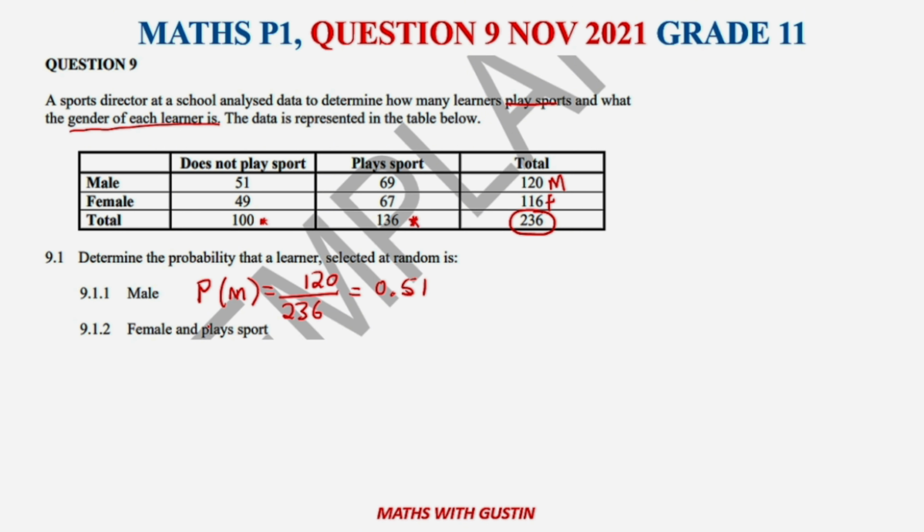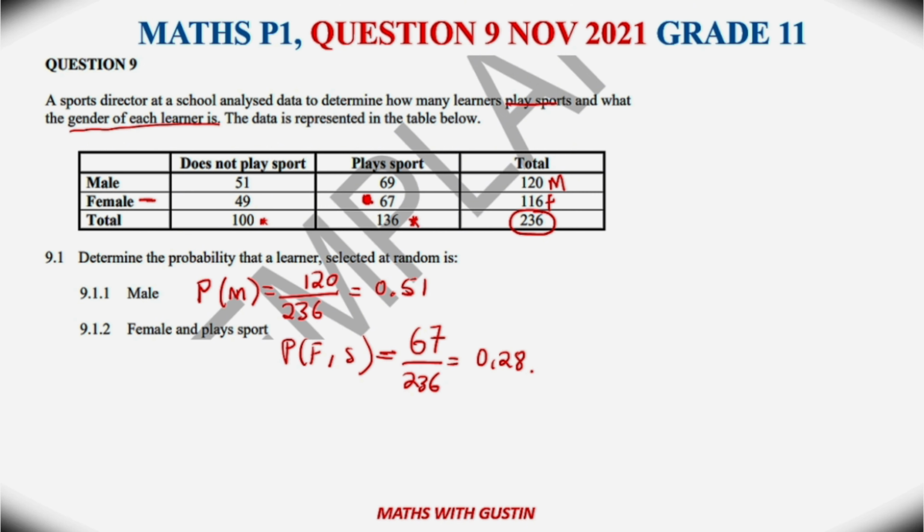Next, the learner will be a female and plays sport. Well, there's a female here, so let's see which ones are playing sport. There they are. So this is female, but they are also playing sports. So now you're going to come here and say the probability that this person is a female and therefore they play sports as well is going to be given by that number there, 67, divided by the total of 236, which gives us an answer of 0.28.